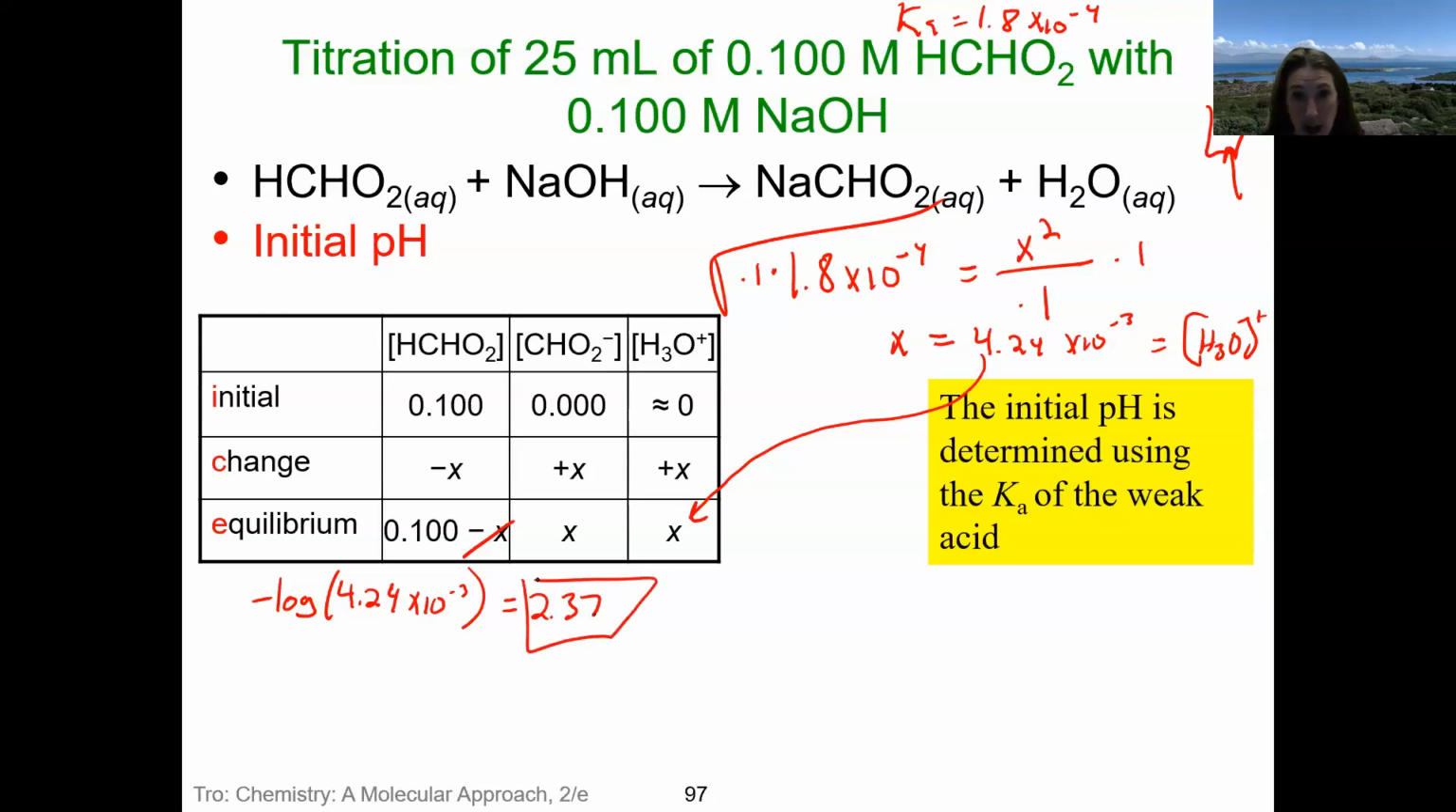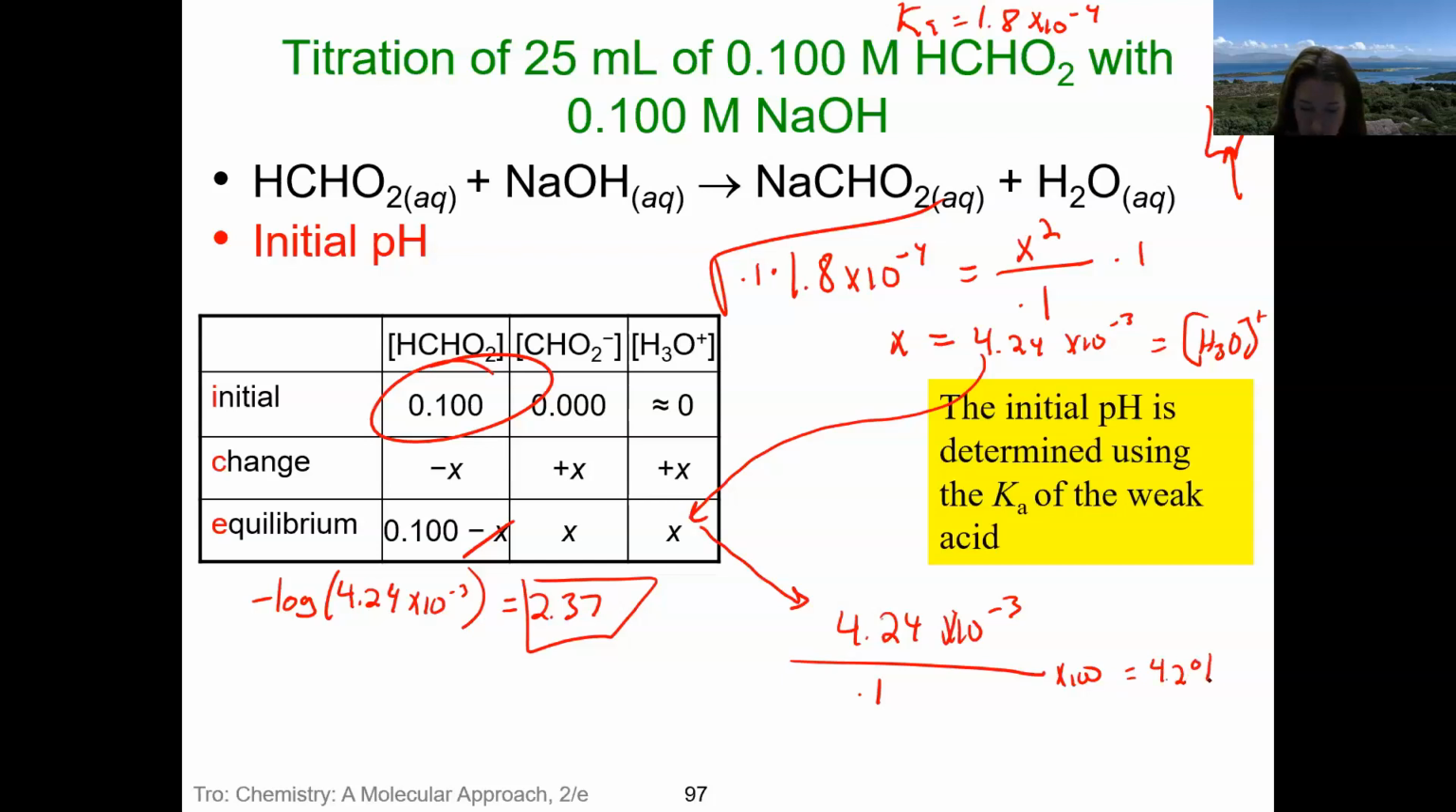Of course, we need to check our X is small. Our X is 4.24 times 10 to the negative 3, so X, our H3O+, over the original 0.1, times 100, is about 4.2%. Yes. Remember, we need to make sure this number is less than 5%. If it's not less than 5%, then we have to do successive approximations or the quadratic formula, right? That was the question on your quiz that a bunch of people forgot to do. I guarantee it's going to come back on your quiz again and definitely on your exam.